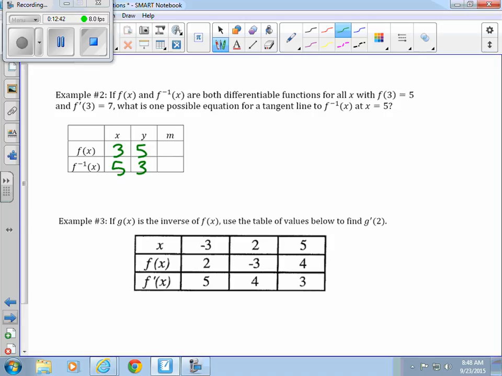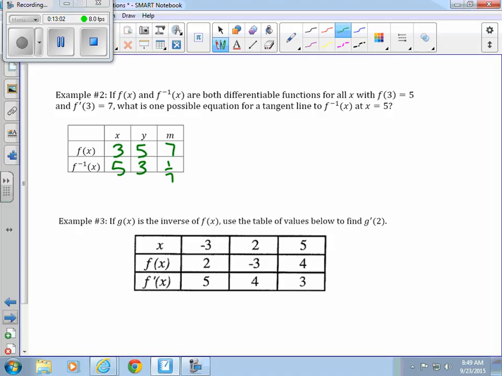What is the slope? 7. So what is the slope of the inverse? You see how the table's really nice to organize those thoughts. If you can remember to use the table, it's really a nice option.